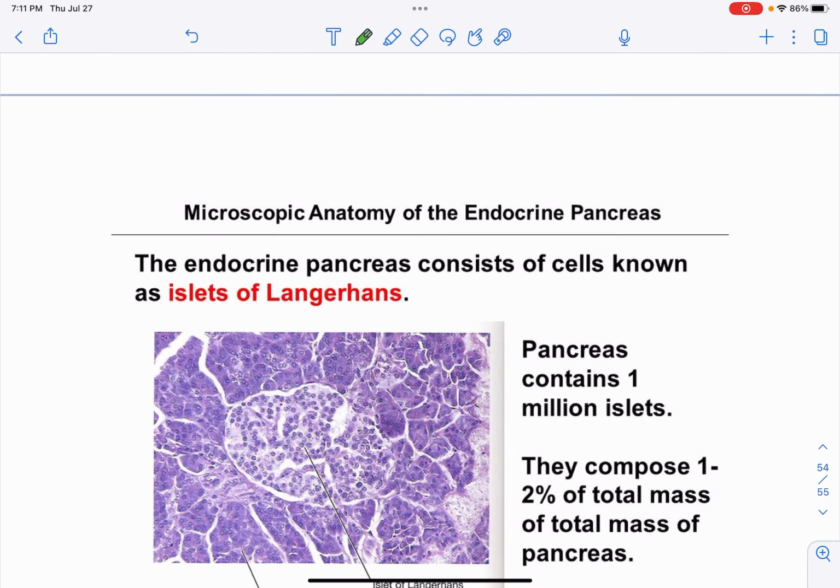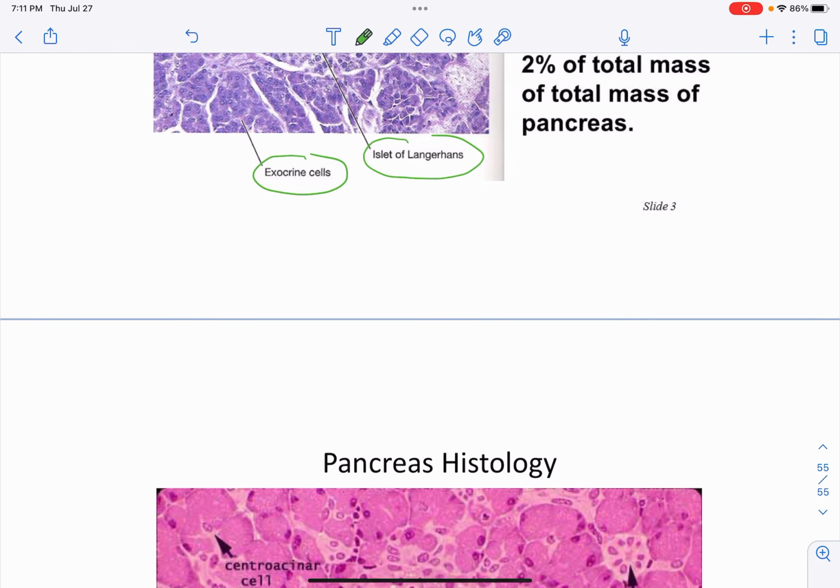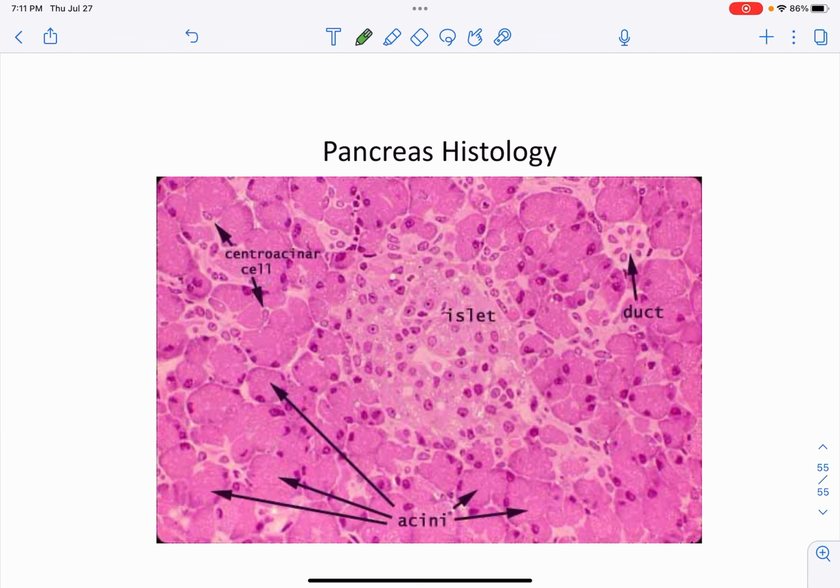So this is what the actual histology is going to look like when you look at it under the microscope. So again, you will notice lots and lots of these acinar cells. These are exocrine cells. And then occasionally you'll find the islet of Langerhans. So this is what it'll look like under the microscope. Remember, the pancreas has two functions, exocrine and endocrine. I think I have one more histology slide.